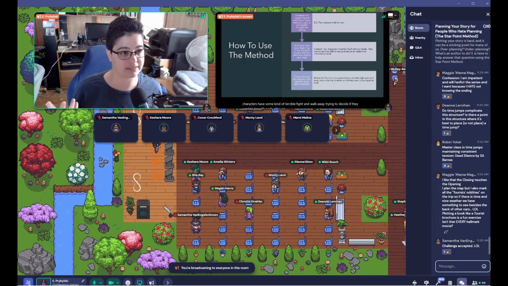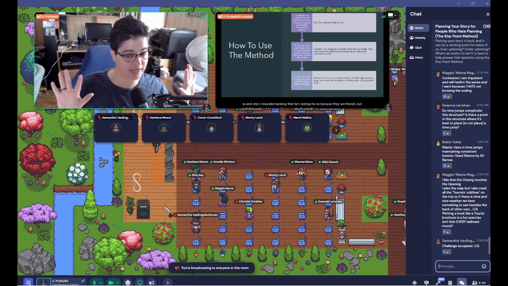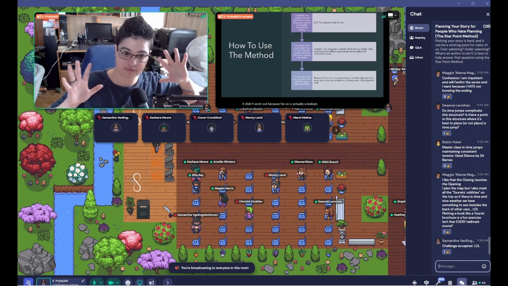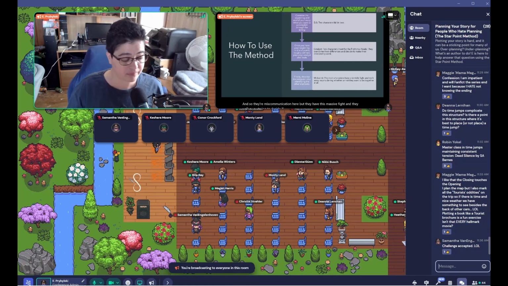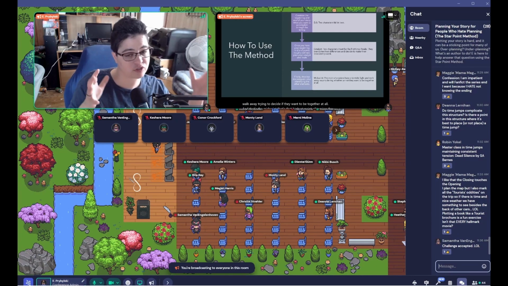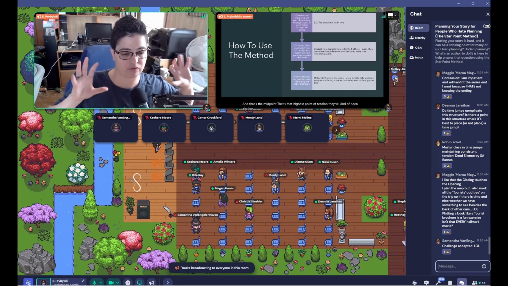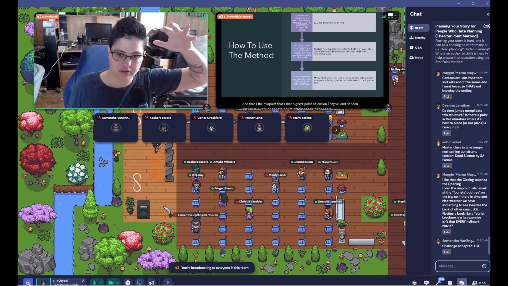So maybe she finds out that he's been texting his ex, and she's misunderstanding that he's texting his ex because they are friends, but it didn't work out because his ex is actually a lesbian. And so there's miscommunication here. But they have this massive fight, and they walk away trying to decide if they want to be together at all. And that's the midpoint. That's that highest point of tension. They've kind of been circling this wanting to have a relationship, and then they have this big falling apart.